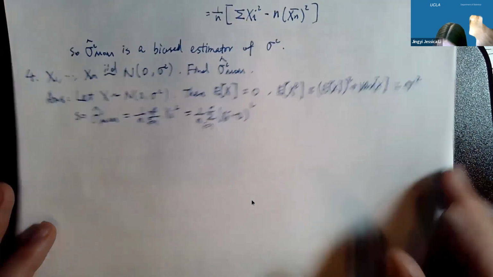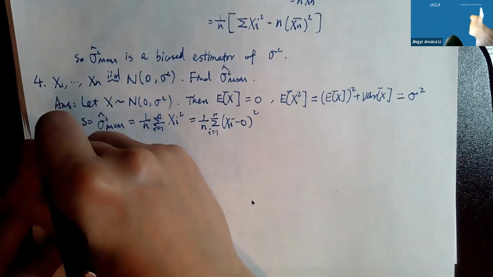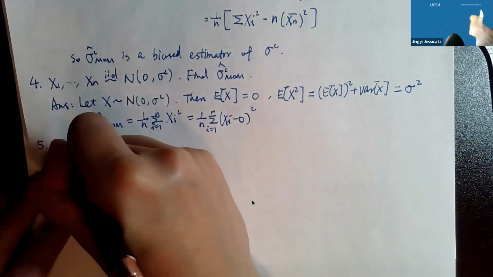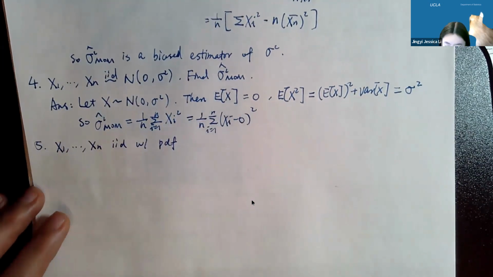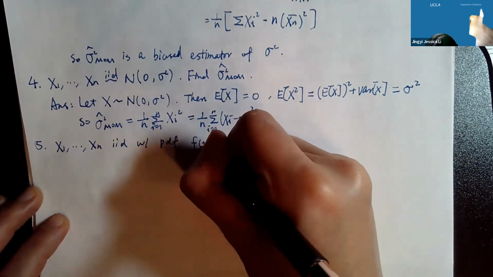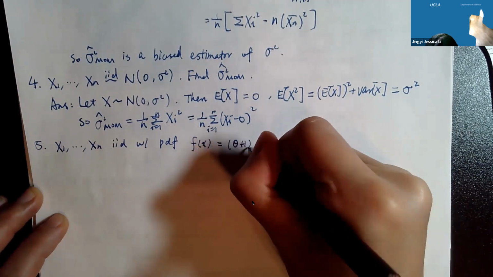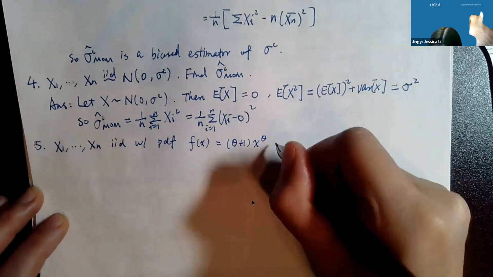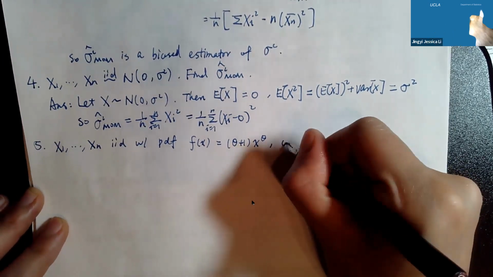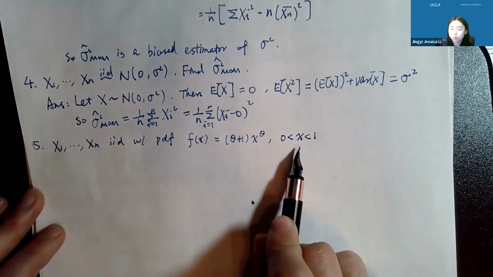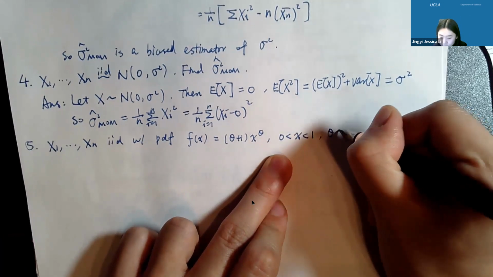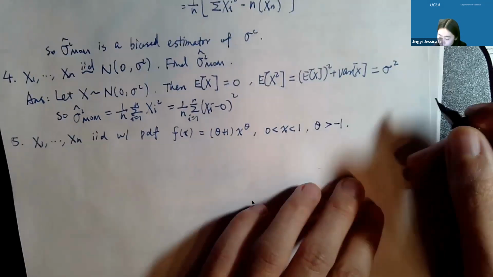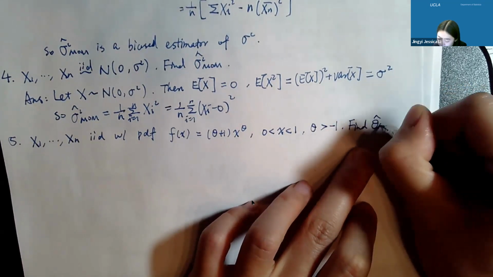Okay, so finally, let's do a more challenging problem, a practice for MOM. Let's say that X1 to Xn are IID with probability density function f(x) = (theta plus 1) times x to the power of theta, for x between 0 and 1. This is the range of values that each random variable can take. Also, theta must be greater than 1. The question is to find theta hat MOM.